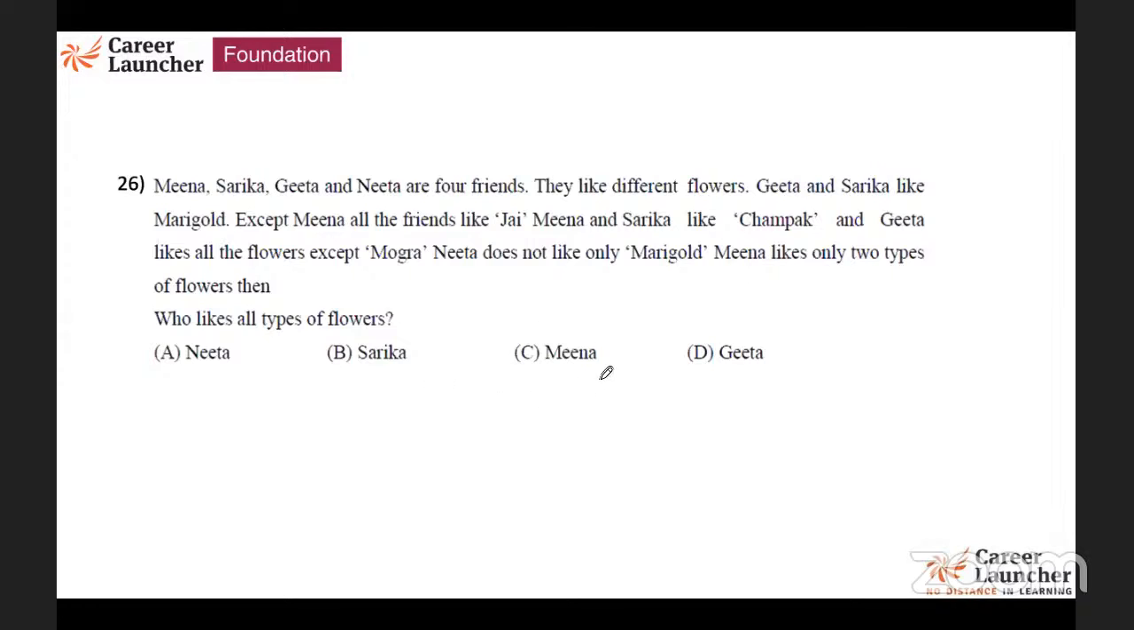You can clearly see that, right? Meena only likes 2. So Meena can be the answer. Neeta does not like, so Neeta cannot be the answer. Then they are friends. Geeta and Sarika like Mollygood. Geeta likes all the flowers except Mogra. So Geeta also doesn't like all the flowers. The answer is B for this.